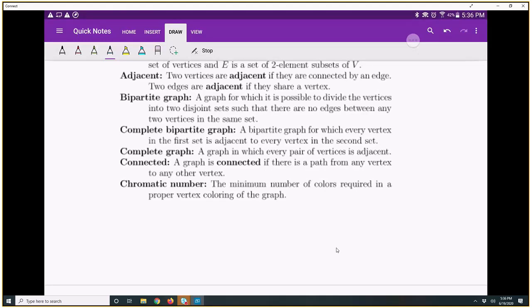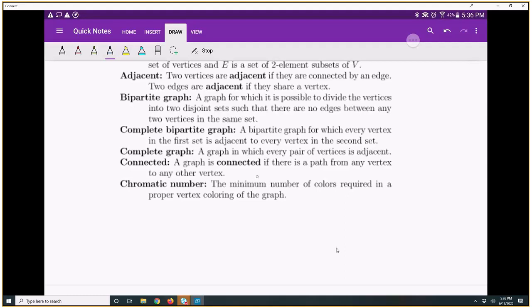We know already what a complete graph is, a graph in which every pair of vertices has an edge connecting them, or another way of saying that is every pair of vertices is adjacent. So therefore, a complete bipartite graph is a bipartite graph for which every vertex in the first set is adjacent to every vertex in the second set.